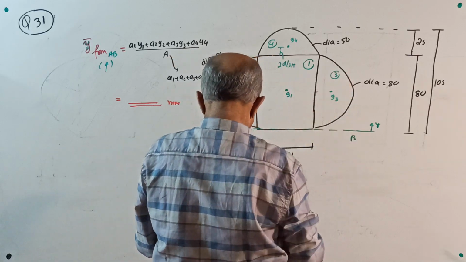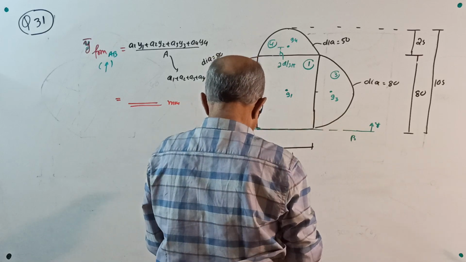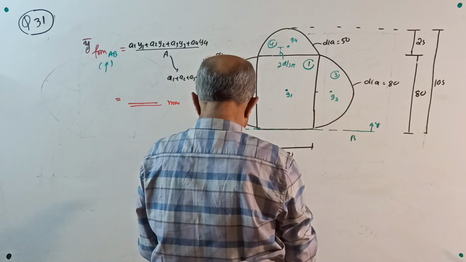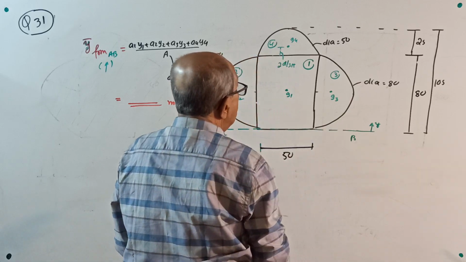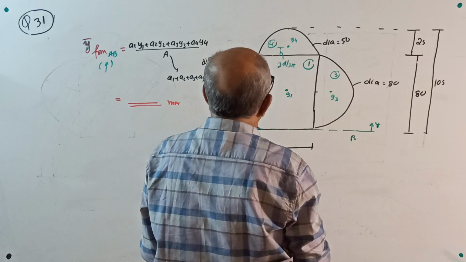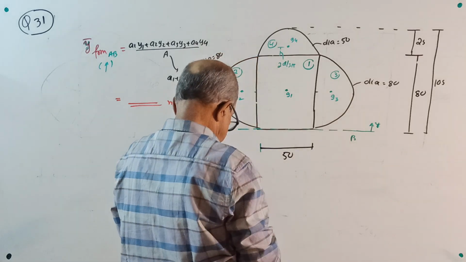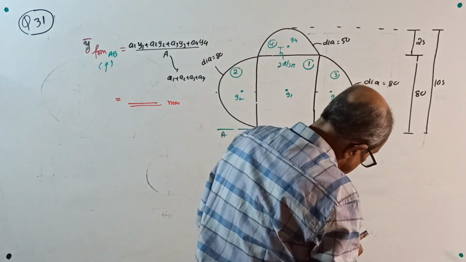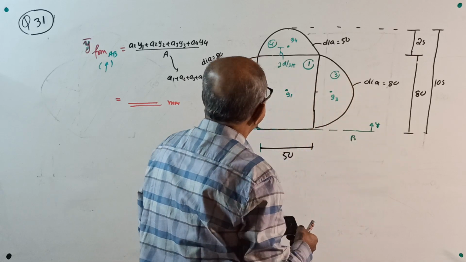Diameter 50. Lastly, area 50 by 80, and pi by 8 of 80 is pi by 4 of 80 square, and lastly pi by 8 of 50 square, equal to 44.9645.